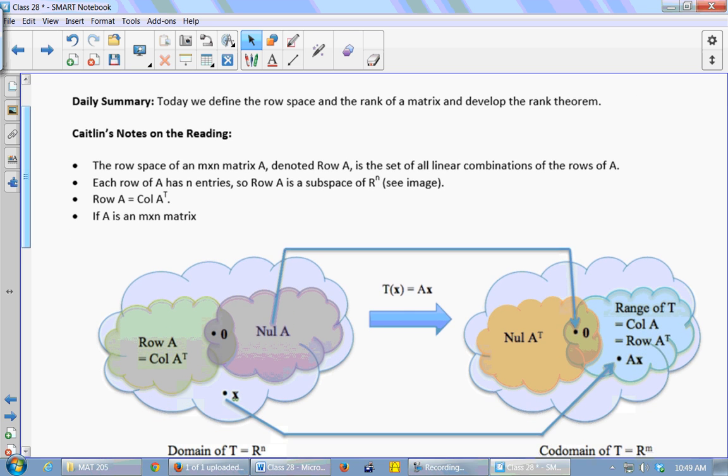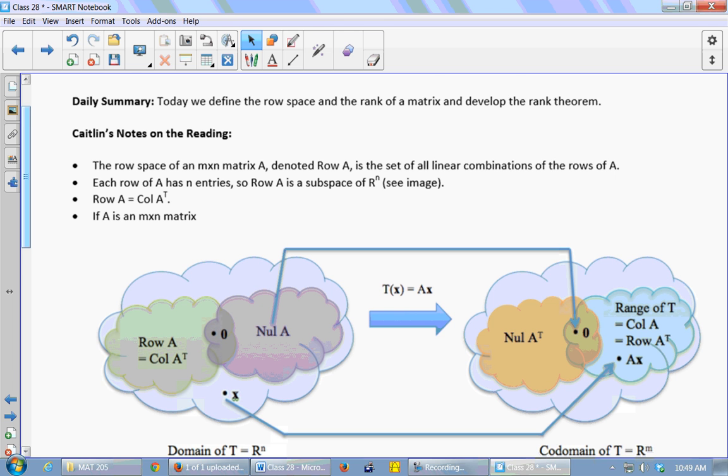Each row has n entries as you go across because we're talking about an m by n matrix. So we have n columns, so there are n entries in each row. So row A is a subspace of Rn.